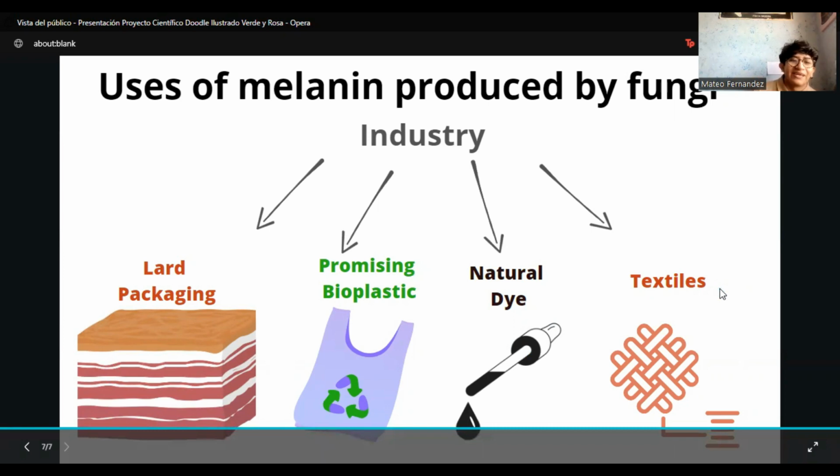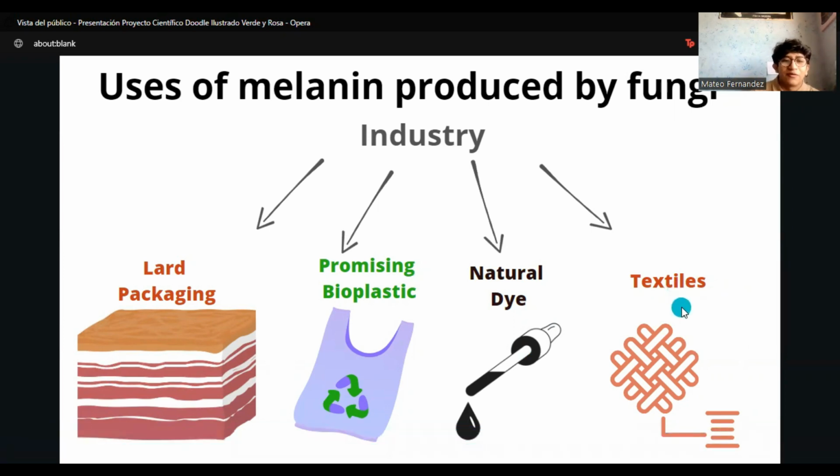Although the literature on the use of natural fungal melanin in textiles is limited, research recently examined the ability of synthetic melanin to adhere to nylon and cotton fabric samples.